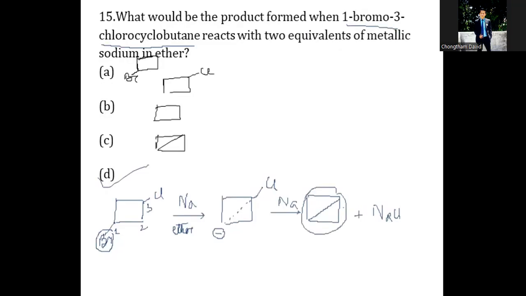You know why this compound is formed? Because bromide is a better leaving group than chlorine, or you can say chloride. So in this reaction, alkali metal is electron donor, which is sodium. It is electron donor, and it forms this option D.